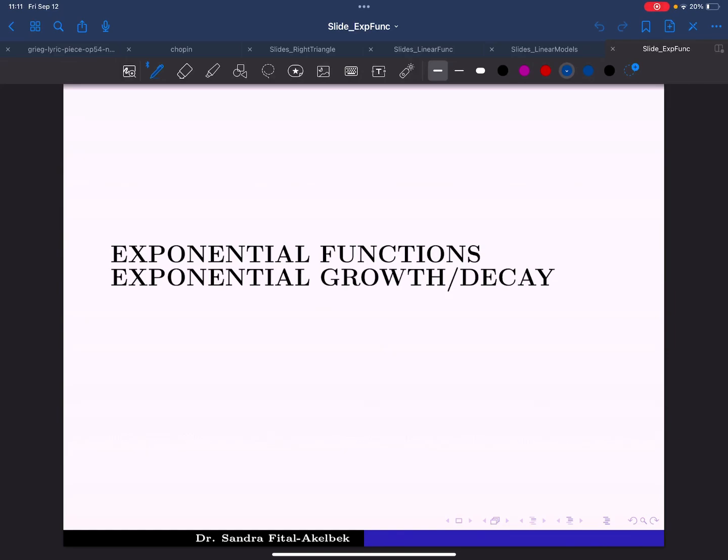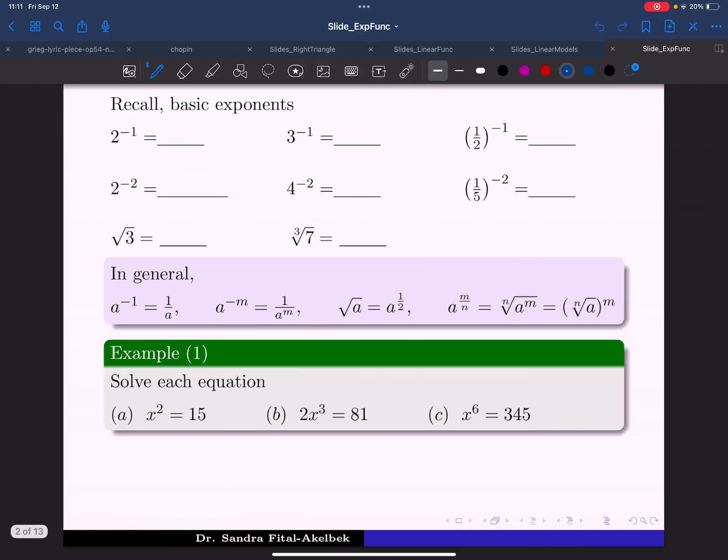Exponential functions, exponential growth, and decay. So first we need to recall basic exponents.